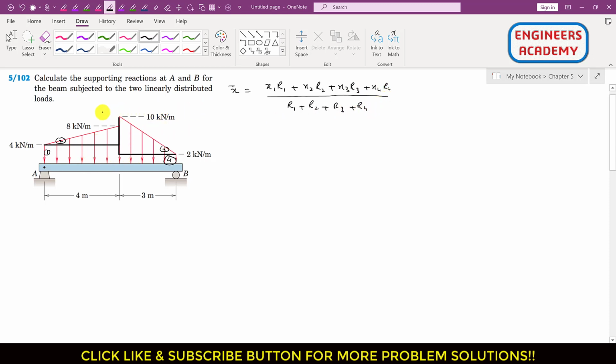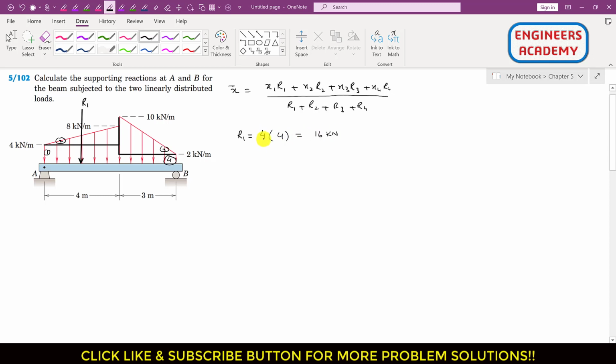So if I locate the resultant of this area 1, that resultant will be at the geometric center of this rectangular area, right? So let's say that the geometric center is somewhere here, and this is, let's say, R1. First we will find the R1 magnitude. R1 magnitude will be equal to the area of this area 1, which is a rectangle, so it is 4 into 4. So R1 equals 16 kilonewton, right?